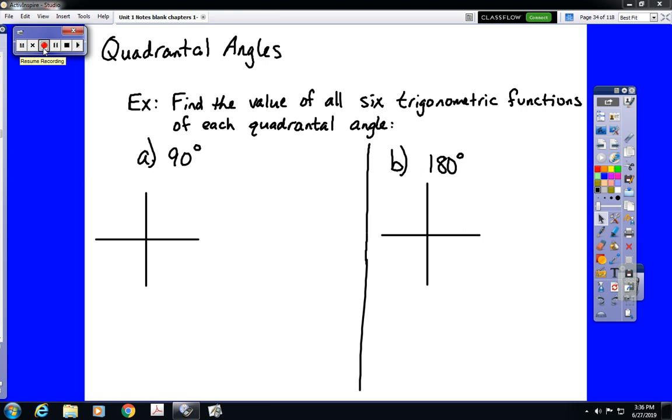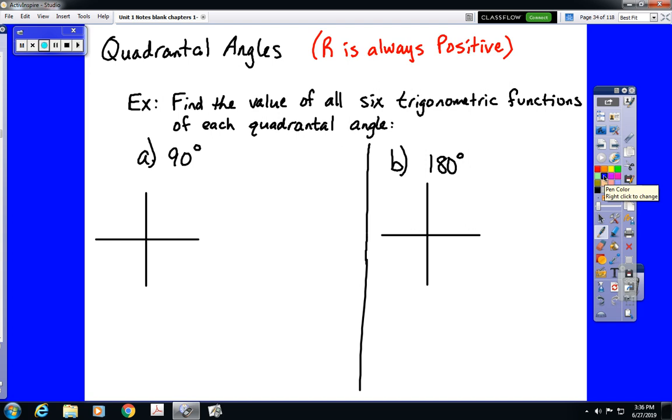All right, next up here we have the idea of what we do with our 6 trig functions for a quadrantal angle. Remember that the major thing with x, y, and r is that r is always positive. Otherwise, we treat these exactly like we do one that doesn't end exactly on a quadrant.